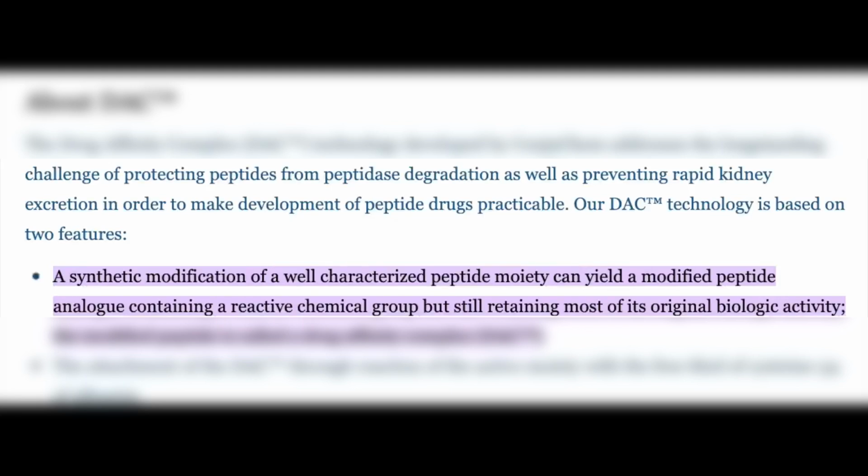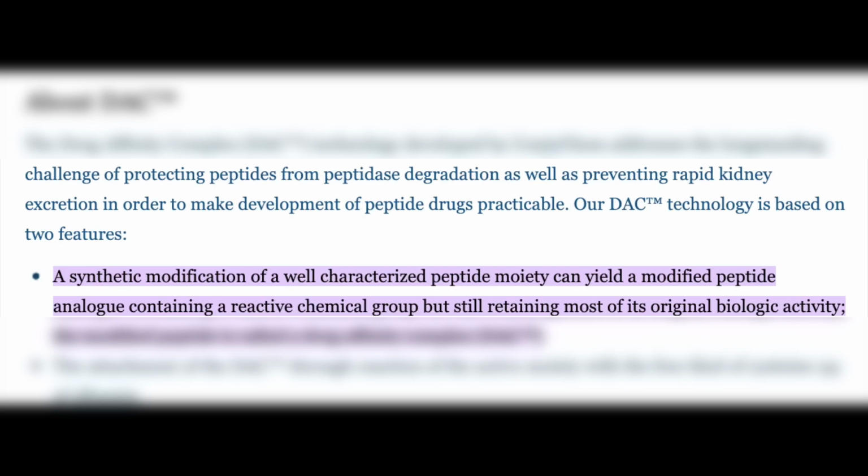We've established that CJC 1295 is a GHRH, like sermorelin, mimicking release of growth hormone releasing hormone, which is typically released from the hypothalamus. Now DAC stands for drug affinity complex, and it's a pharmaceutical technology developed by Conjuchem that extends peptide half-life by essentially linking it to a reactive chemical group.